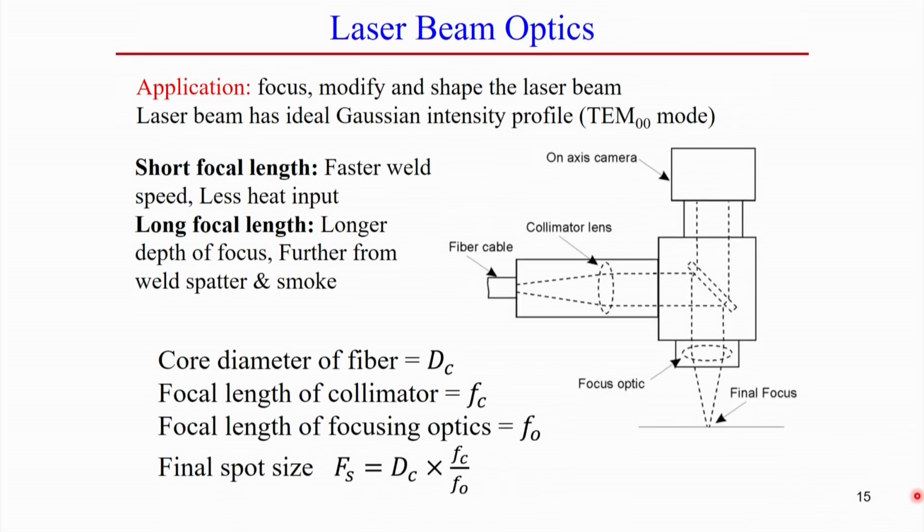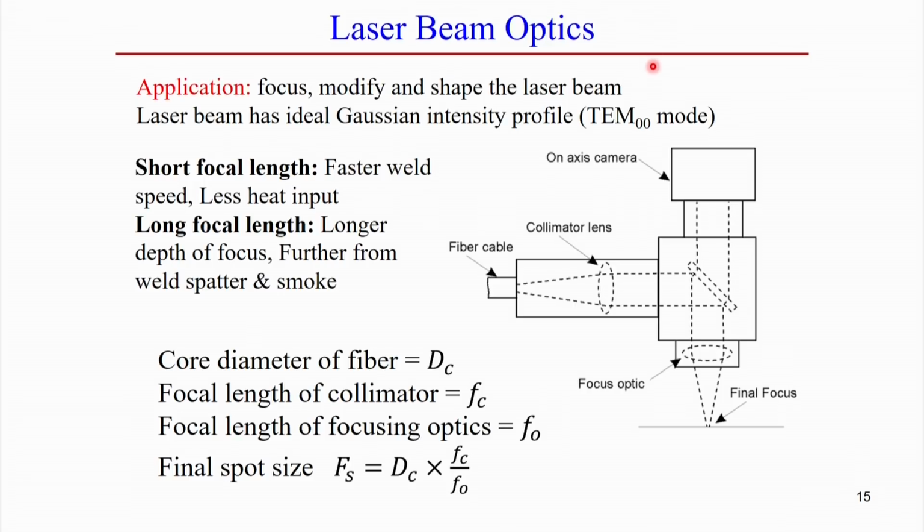The application of the laser beam is basically focusing and modifying the laser beam shape. The shape of the beam typically follows a Gaussian distribution, and the ideal Gaussian distribution profile is called the TEM 00 mode. That means the laser can be represented in different modes, and the ideal representation is the TEM 00 mode. A Gaussian intensity profile means that the intensity of the laser energy is distributed in such a way that when it is focused on a substrate material, the intensity is maximum at the center point and gradually decreases towards the boundary of the focused area.